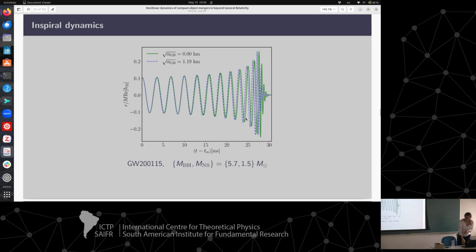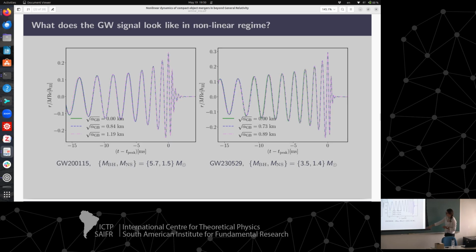Okay, so this is the signal. Here in the solid line, we have GR. The dashed line is one particular coupling. Again, it's not too important what the value is. And this is for a black hole of 5.7 solar masses and a neutron star of 1.5. Here the neutron star was not tidally disrupted before the merger. And so you can see, again like for the black holes, there is very little enhancement at merger. You can just see this dephasing. So same story.